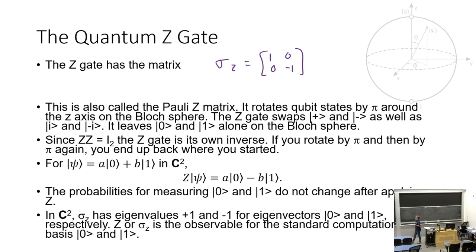The Z gate has eigenvalues plus 1 and minus 1 for eigenvectors 0 and 1. And we can say that Z is the observable for the standard computational basis 0 and 1. We can say the same analogous thing about X and Y for their respective orthogonal basis vectors. Cool. X, Y, Z. Easy.